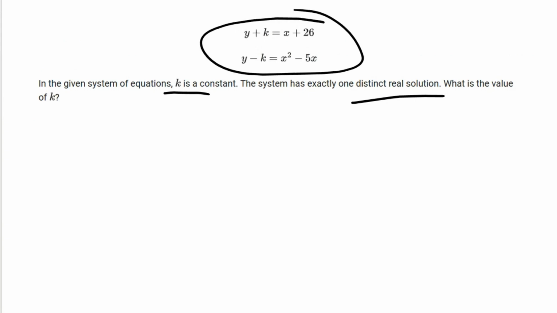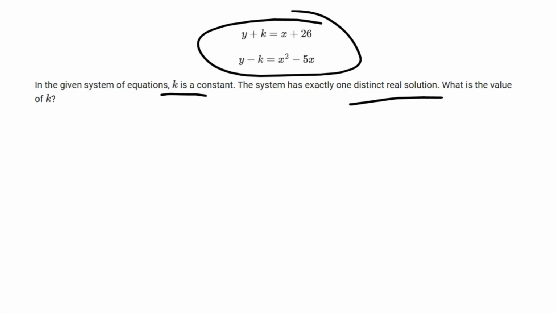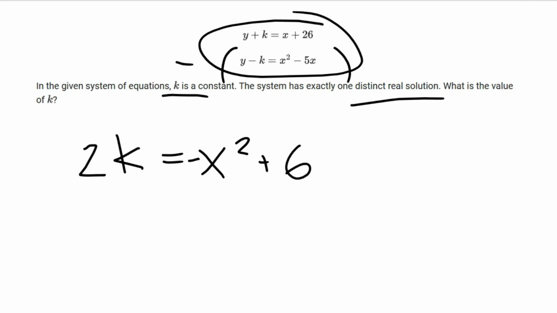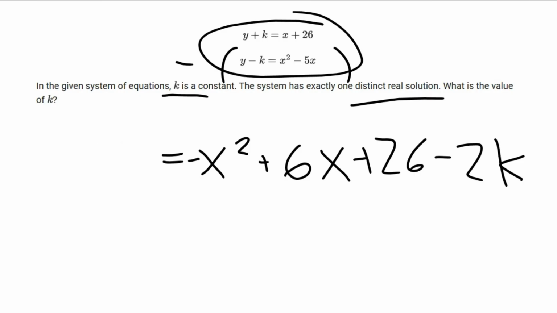So let's go ahead and get these into a simpler form, add them all together. We want to get rid of y because we want to be able to set everything equal to 0 like we did in the previous problem. So let's multiply the entire bottom equation by a negative number and then add them together. So that means you're going to have 2k equals negative x squared plus 6x plus 26. And let's go ahead and move 2k to the other side here. So we go minus 2k, set the whole thing equal to 0.